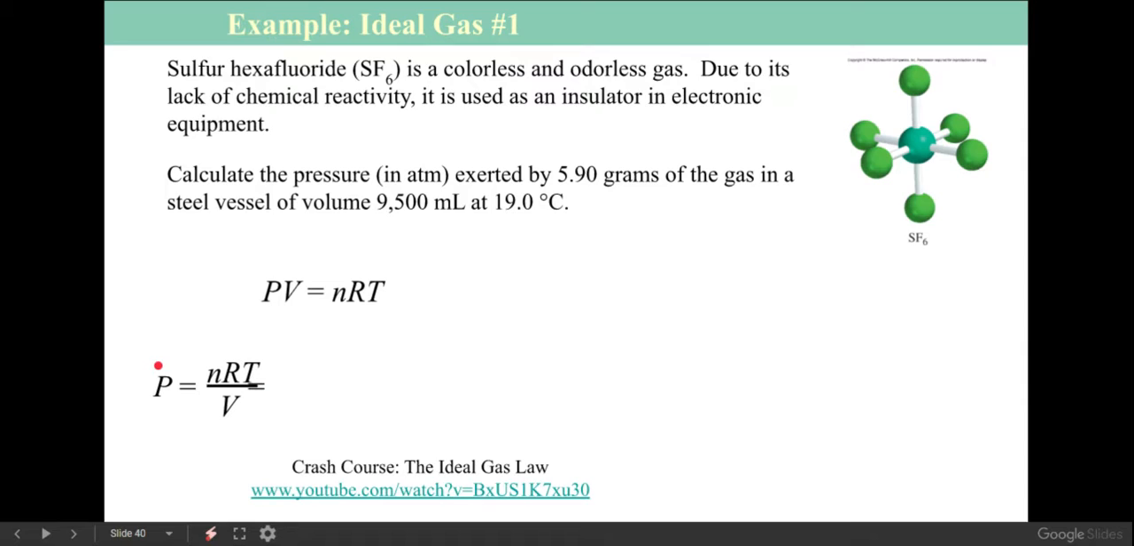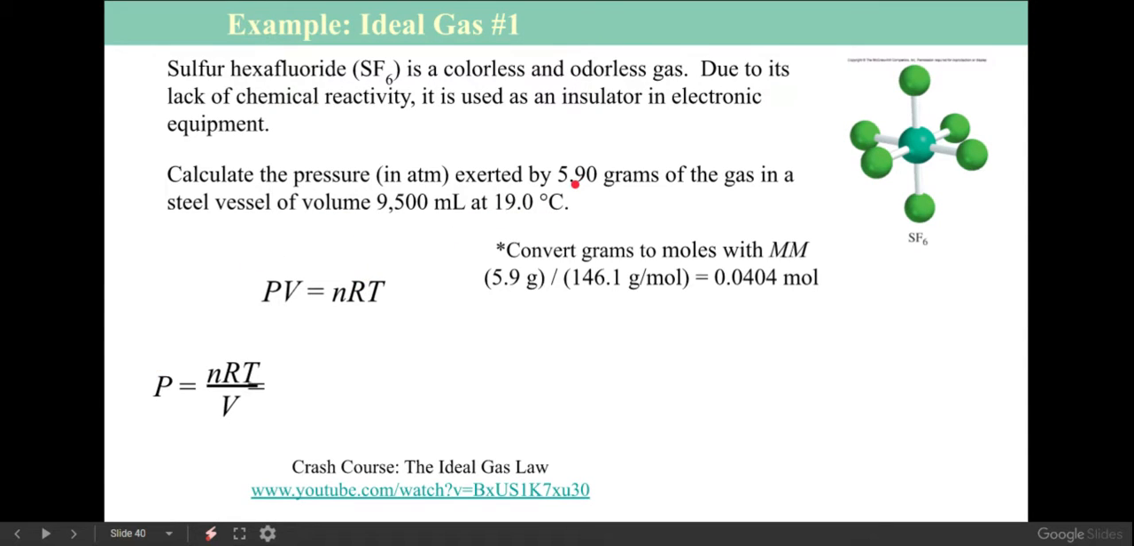So really, these questions can be pretty easy. You just have to do some conversions. So first, we have the fact that there's 5.9 grams. I'm hoping you remember from earlier in the semester how to go to moles, and it's simply just dividing by the molar mass. And I'm also hoping you could still come up with that number. So n is 0.0404 moles.